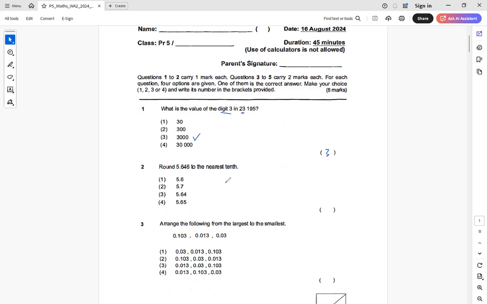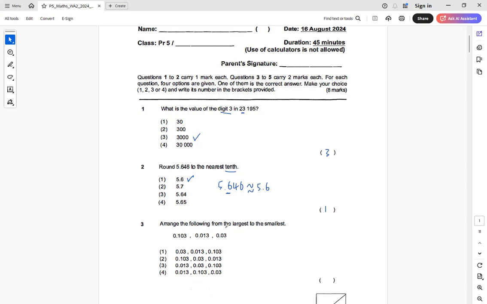Question 2, round 5.646 to the nearest tenth. So 5.646, the nearest tenth, right? The tenth is in the one decimal place, meaning I have to look at the number after that, which is 4, to determine whether I round up or down. So 4, I will round down, meaning 6 still remains as 6. So my answer will be 5.6, okay, which is option 1.